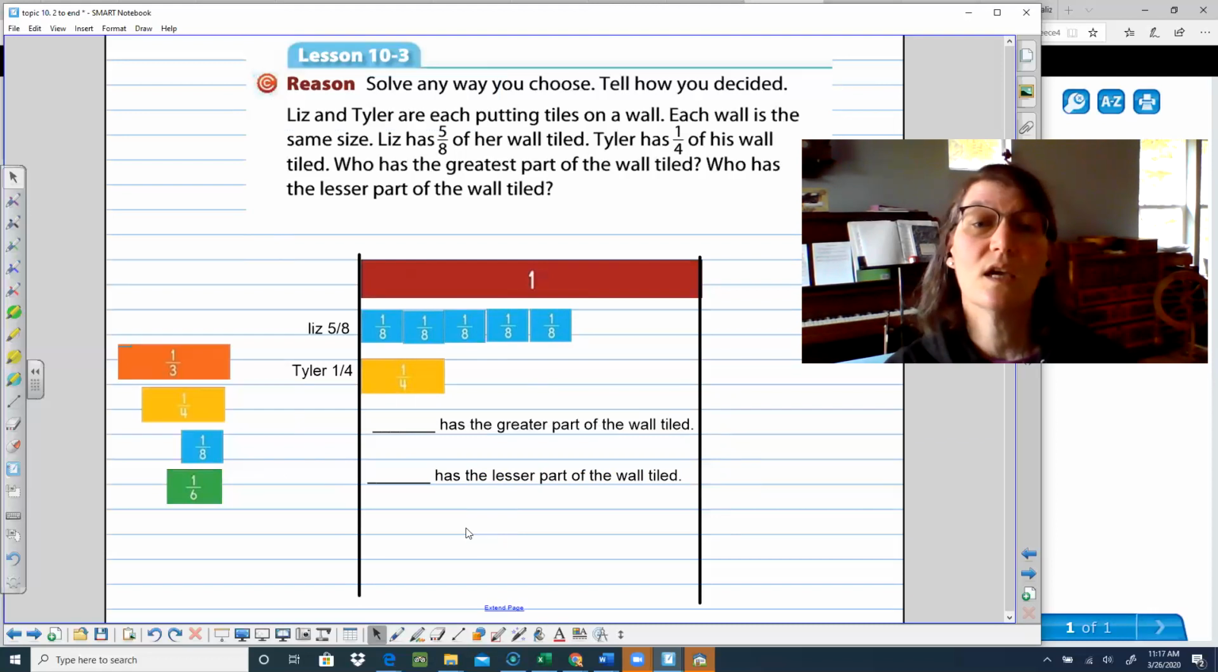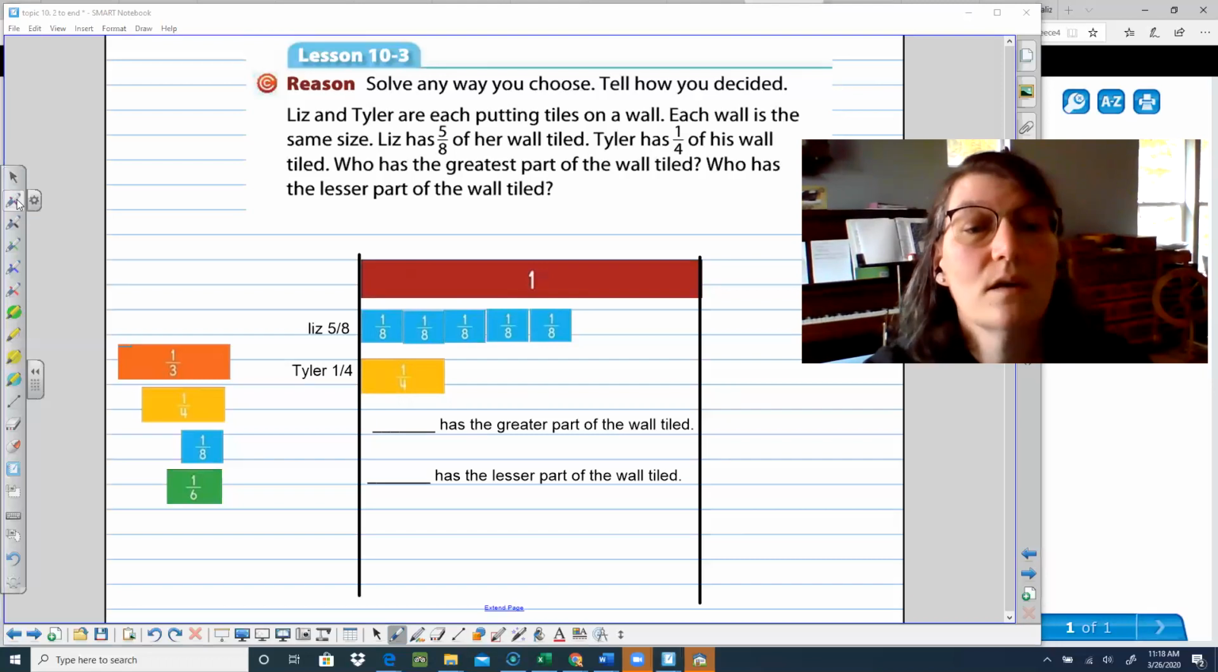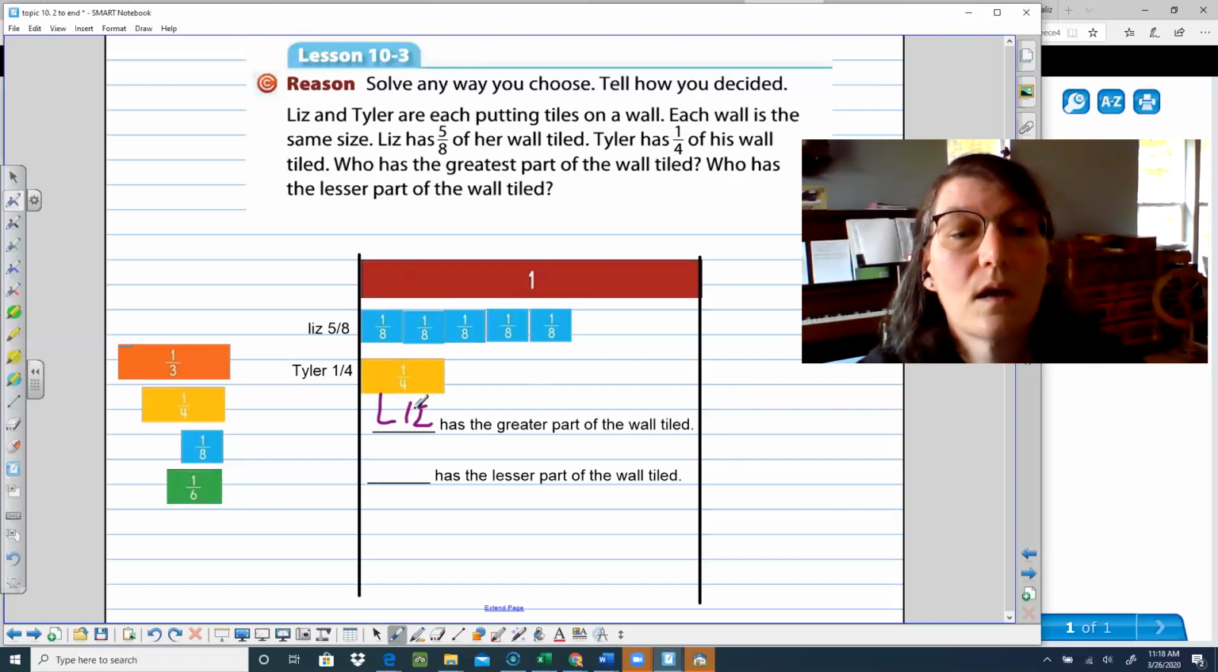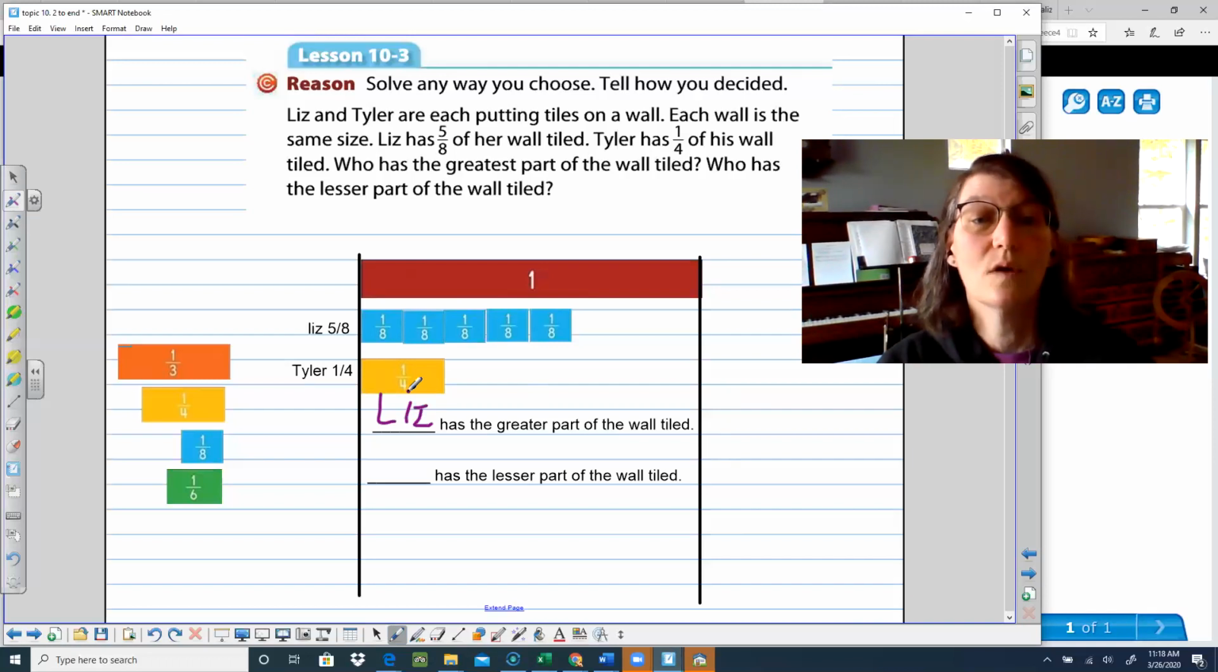So as I'm looking up here, I'm going to go for this greater one, and that was Liz. So I'm going to write Liz in my blank. Whoops, helps to activate the pen. Okay, hopefully your word Liz looks better than my word Liz. Now, who has the lesser part? And that was Tyler. Tyler had the smaller part.